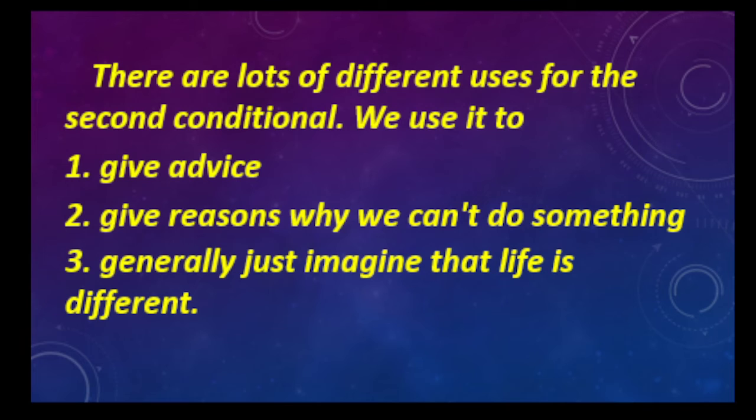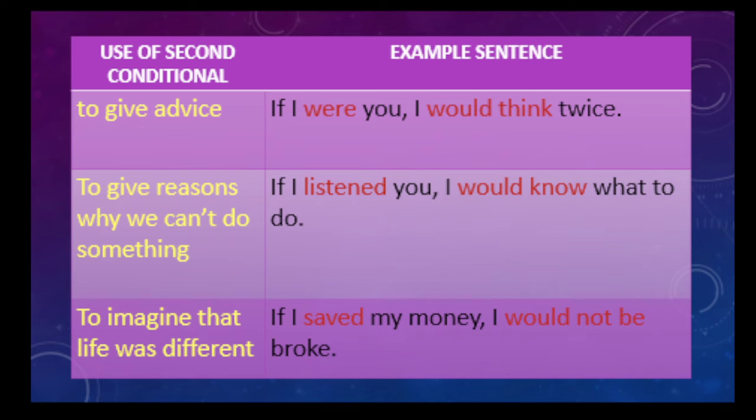So, there are lots of different uses for the second conditional. We use it to give advice, to give reasons why we can't do something, and generally just imagine that life is different. So, I'm going to show you 3 sentences on those uses of second conditional. To give advice. If I were you, I would think twice. If I were you, okay, I would think twice. That's just advice, no? So you can use the second conditional to give advice.